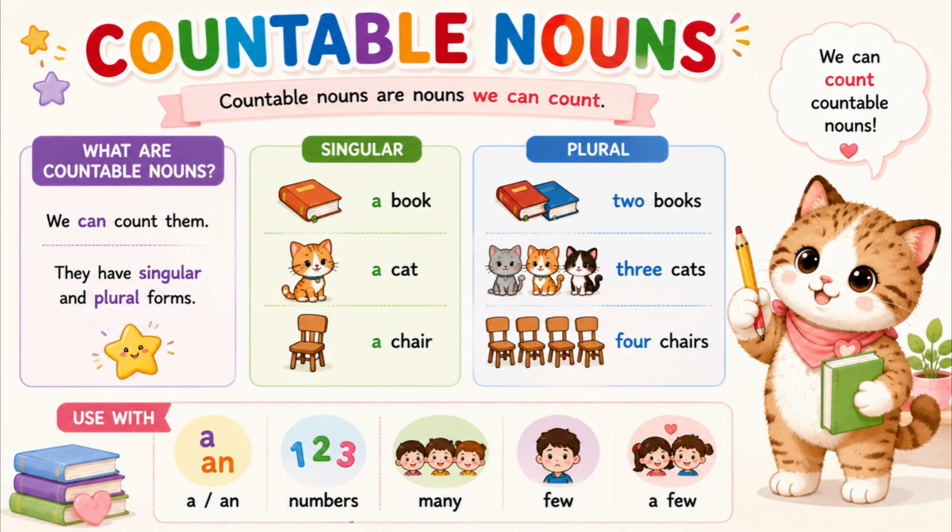Countable nouns can be used with a or an, numbers, many, few, and a few. Remember, if you can count it, it is usually a countable noun. We can count countable nouns.